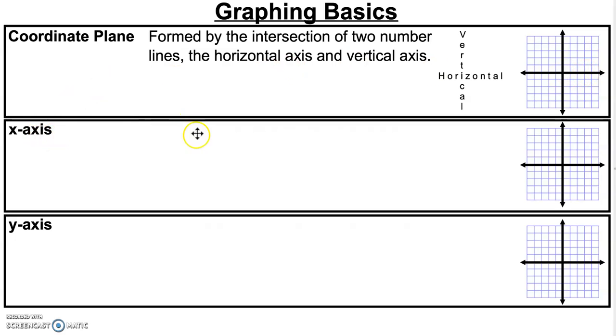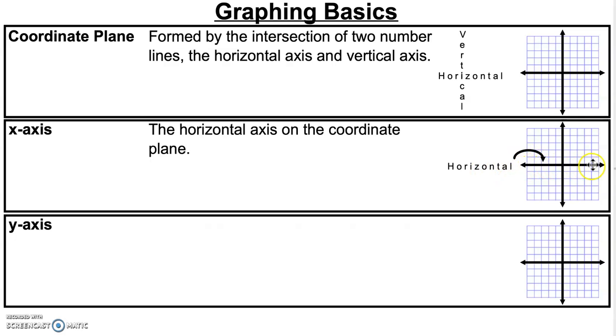The x-axis is the horizontal axis on the coordinate plane. So this horizontal axis from left to right is the x-axis. It's a number line that starts in the negatives and moves to the positives. The y-axis is the vertical axis on the coordinate plane that starts in the negatives at the bottom and goes into the positives as we increase up.